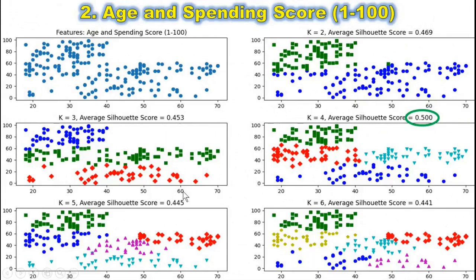If we select the 2 features, namely age and spending score, and compute the average silhouette score of k values from 2 to 6, then the highest and nearest to positive 1 average silhouette score is 0.5 with k equals 4. The average silhouette score declines when k is greater than 4. As we can see, the average silhouette score declines when k is 5 and k is 6.